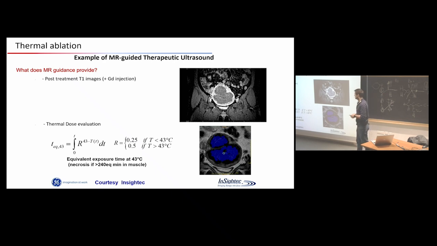MR is also used after the therapy to look at its efficiency. For example, here after gadolinium injection, you can clearly see the area where ultrasound was transmitted, and it corresponds exactly to what you planned. The blue spots are the focal spots where ultrasound was transmitted. So you can have a validation of what you have done.